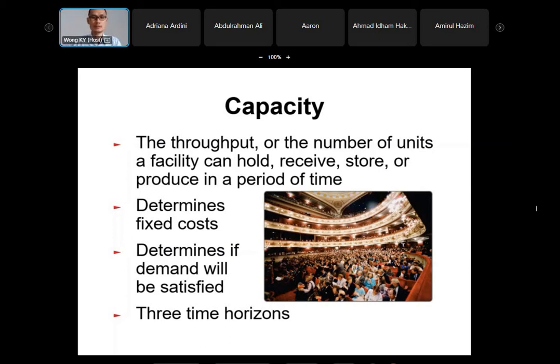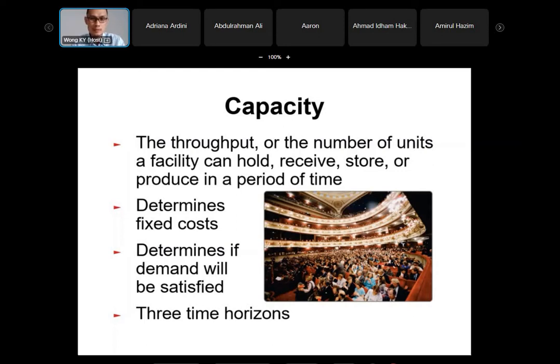Right, so definition, what is capacity? Capacity is actually the throughput, or the number of units a factory or a facility can hold, receive, store, or produce in a period of time. Whatever the number of units a factory can produce, plus the number of units of products that the factory can receive from the suppliers, plus the number of units of products that the factory can keep in the warehouse. If you total up all this, that is the capacity of the factory or facility.